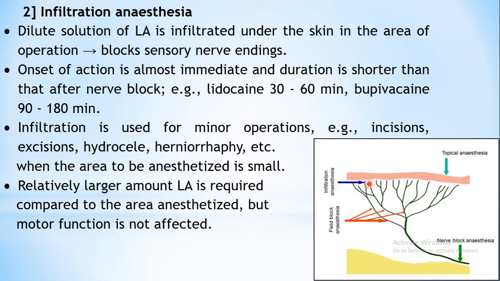This is the technique where infiltration anesthesia is given. This is your skin, and just beneath that the drug is injected. So it will block all the sensory nerve endings in the area where you have injected it. Supposing you are injecting at this point, if there are any sensory nerve endings, obviously they will be present, because sensory nerve endings are present throughout your body, over the skin.